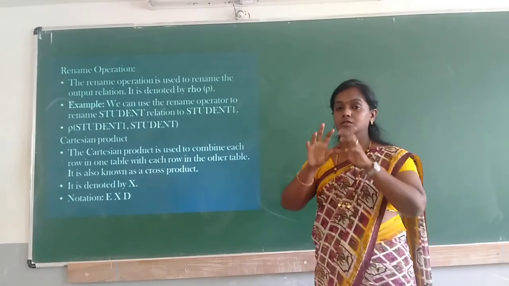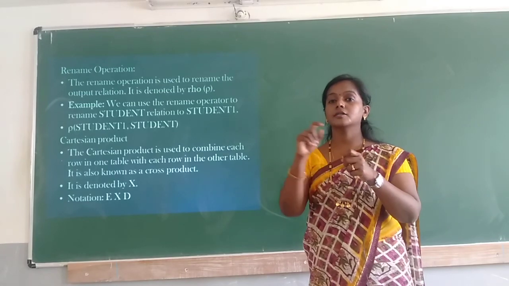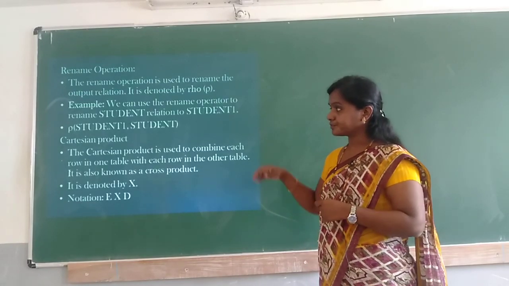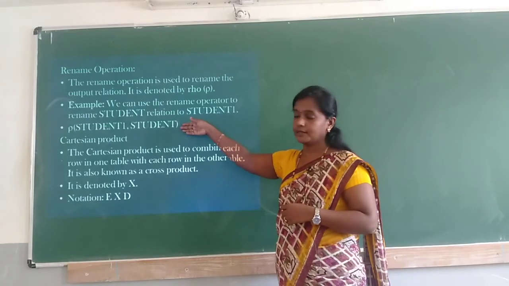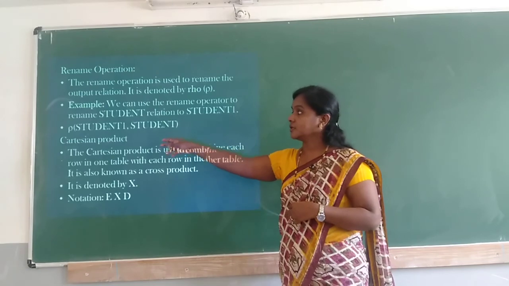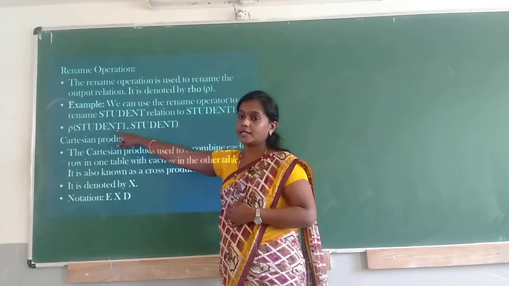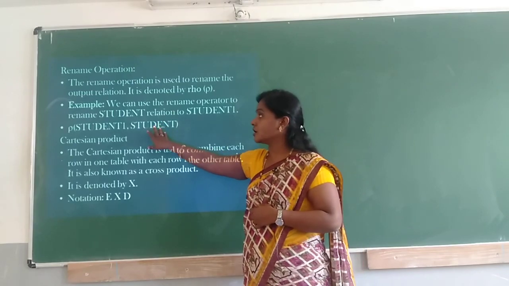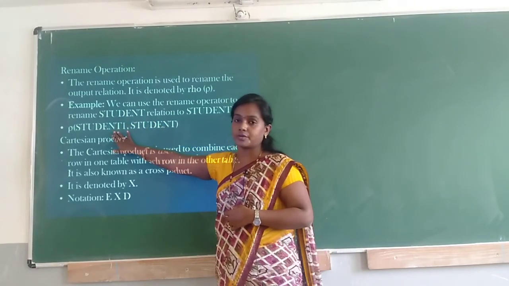1. Okay, if the table name is Student and we want to make it Student 1, we use this rename. So it is represented by rho like this. Rho student 1, this is a new relation name and this is an old relation name. Okay, it is changed. Student is changed to student 1.